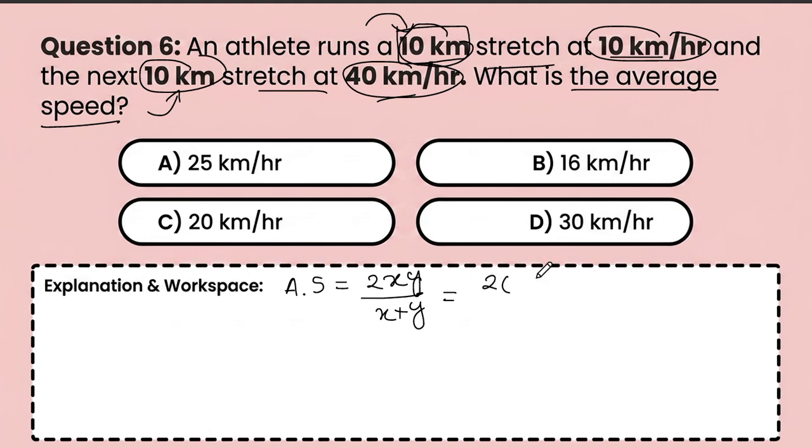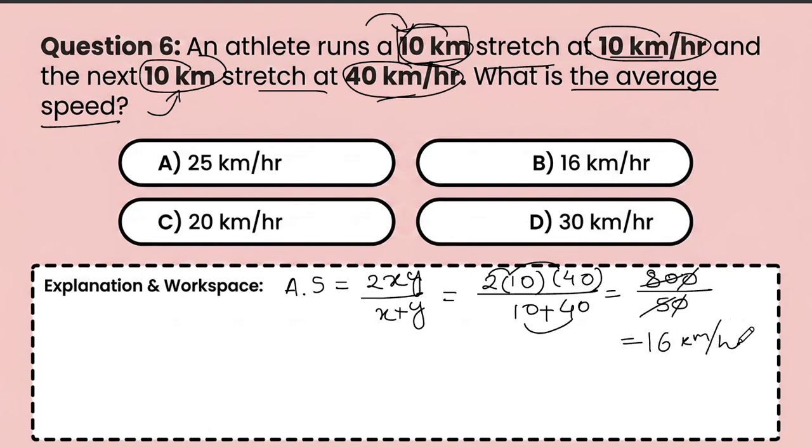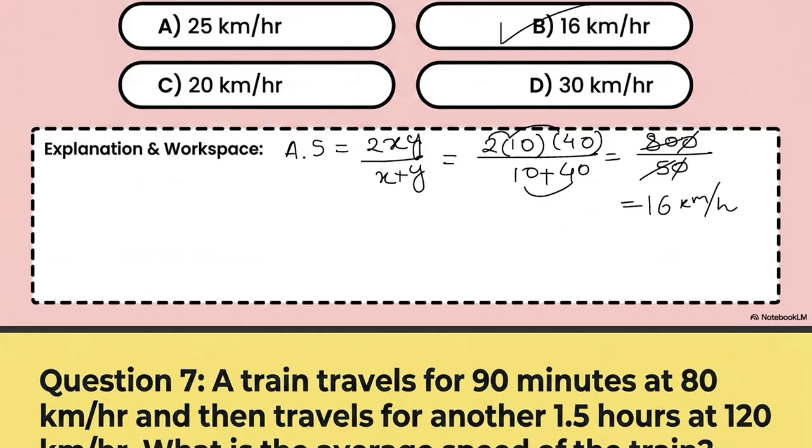2 into x, which is our first speed, 10, and the second speed, which is 40, upon x is 10 plus y is 40. So if you multiply the numbers, 2 into 1 into 4, which is 8, and the remaining two zeros as they are, upon 10 plus 40, which is 50. If we cancel out one 0, then 16 fives are 80. So the correct answer is 16 km per hour. That is our option number B. Look at the next question.